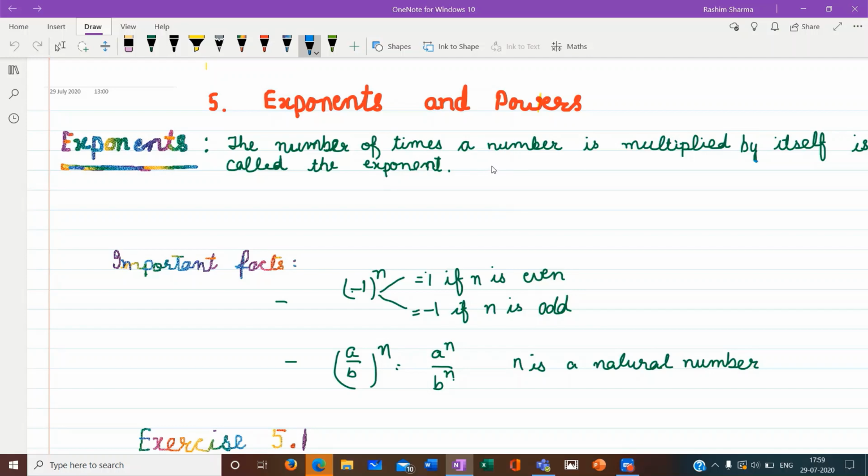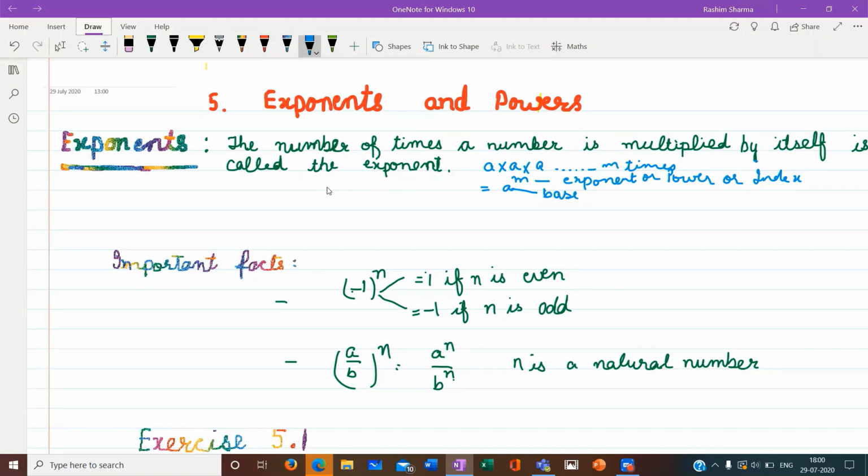If a is a number and we multiply it m number of times, then we can write this number in exponential form. It will be written as a raised to power m. Here m is the exponent, also known as power or index. And here a is the base of it.